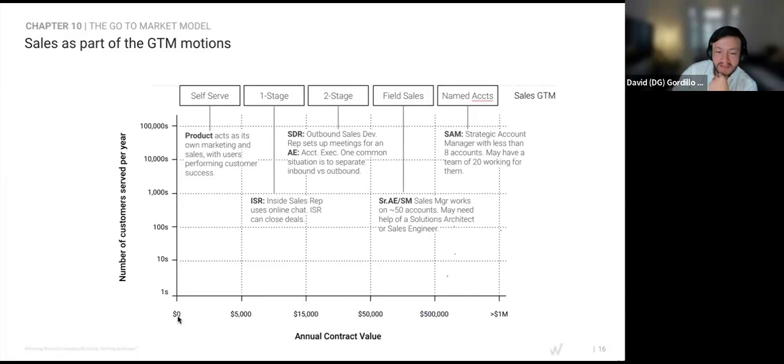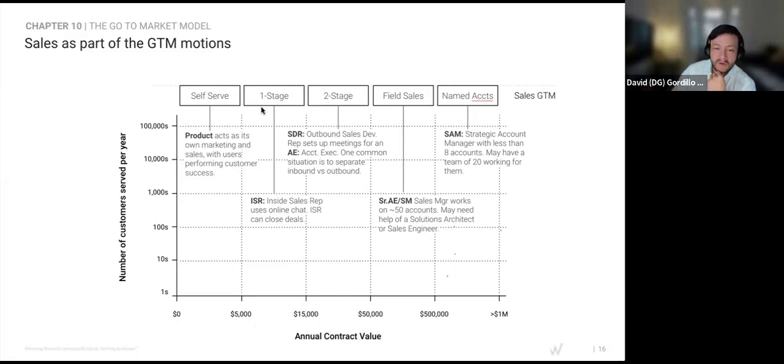So for instance, in the range from 0 to 5,000, we have the self-serve. In this case, the product is selling itself. There's no human beings from the seller side involved in this sales motion. And as we go towards the right, we're going to involve more and more human beings.